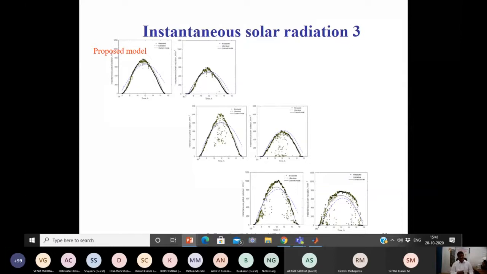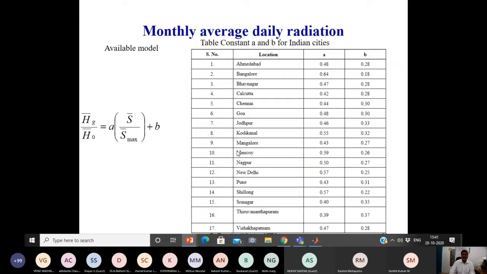Since the accuracy of the mathematical equation has been increased by increasing the number of coefficients in the curve fitting equation, a close match between the observed solar data and estimated solar data has been observed here.